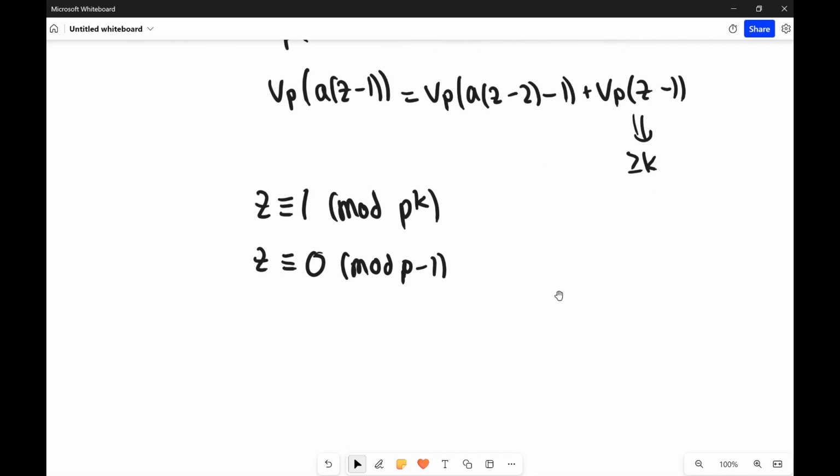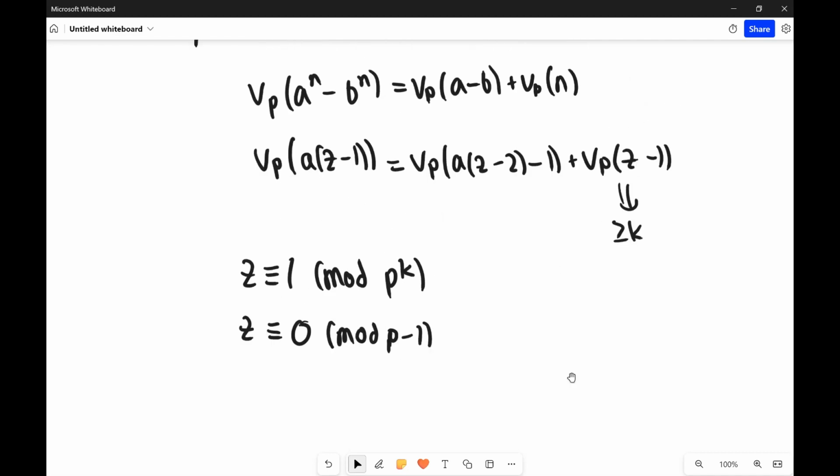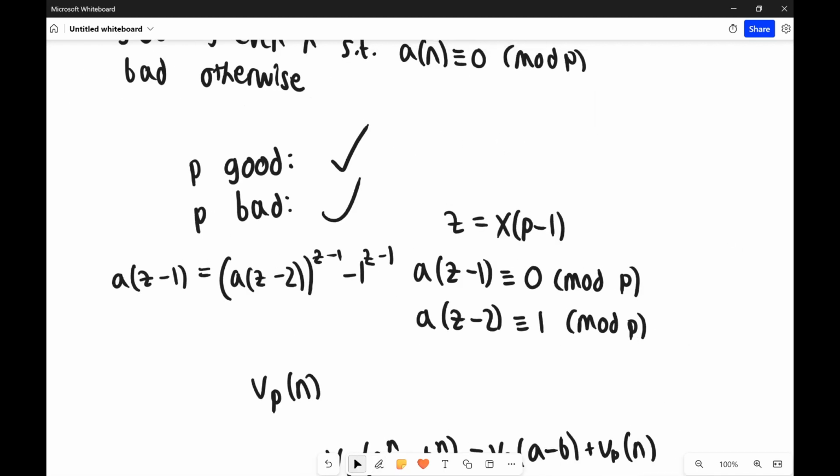No. By the Chinese Remainder Theorem, these two conditions can both be satisfied. Therefore, we can choose a z such that this is satisfied, and so is this one here. And then we have that this is greater than or equal to k, and so p to the k divides a of z minus 1. And taking k to be arbitrarily large, we solve the problem for bad primes p as well. Therefore, we've exhausted all cases and have solved the problem for all primes p and all positive integers k.